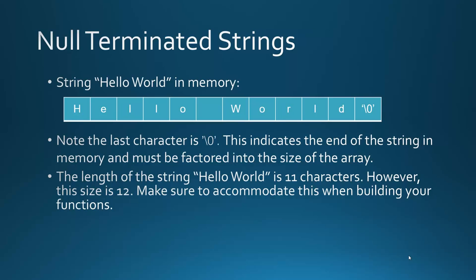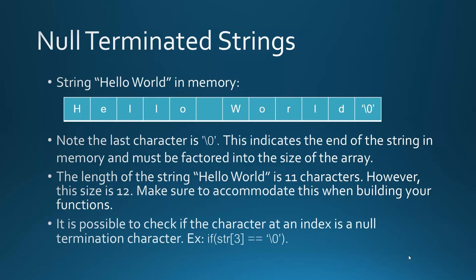Now when you're building functions that iterate over strings, you need to take into account that null termination character, especially if you're looping from the back end of the string. So if you wanted the D, or if you wanted the last character in a string, generically, that would be not the size of the array minus 1, but the size of the array minus 2.